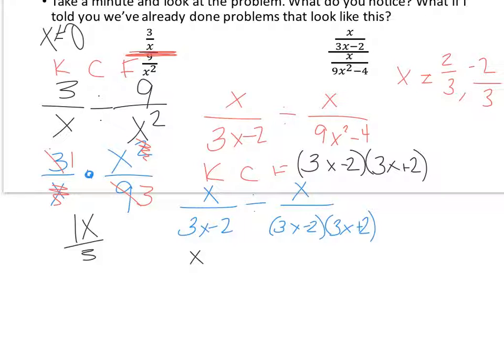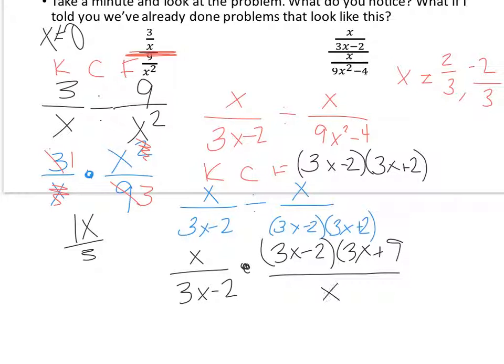So I have x all over 3x minus 2, and I'm multiplying it by 3x minus 2 times 3x plus 2, all over x. Why I put a 9 there, I have no idea. All right, well, that's going to be rough. From here, you guys just look to see what can cancel. These x's will cancel since they're by themselves. I have 3x minus 2 on top and bottom, which means this whole problem just simplifies down to 3x plus 2. There's nothing left on the bottom.